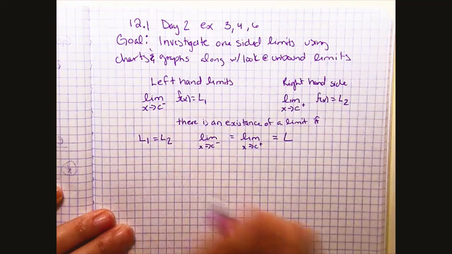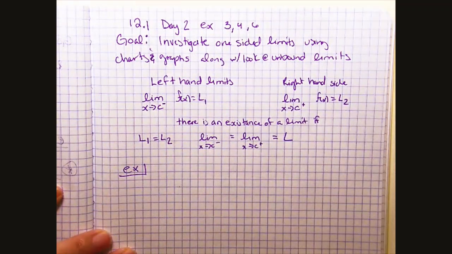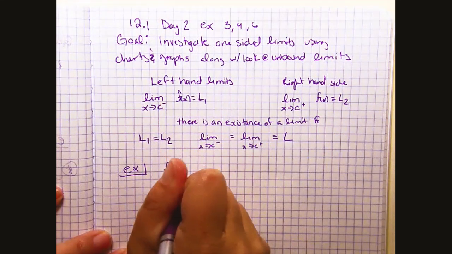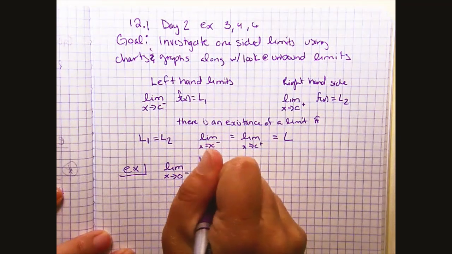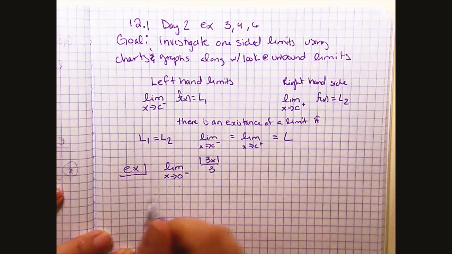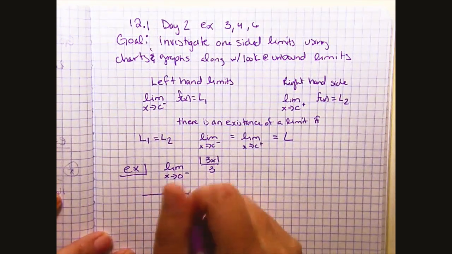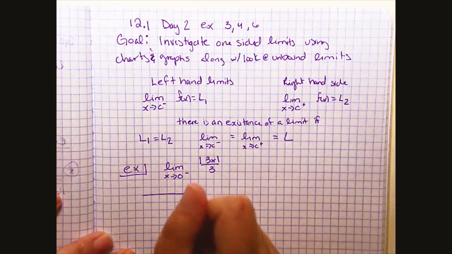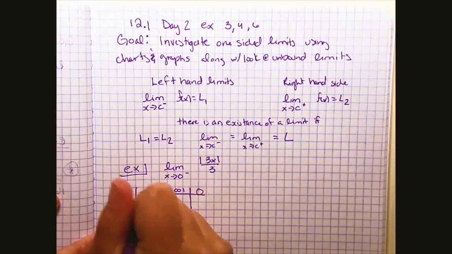So here's our example. We want to look at the limit as x approaches 0 from the left of the absolute value of 3x over 3. And so if we are approaching it from the left, that means we're going to make our table of values and we'll go just to the left. So negative 0.001, negative 0.01, negative 0.1.